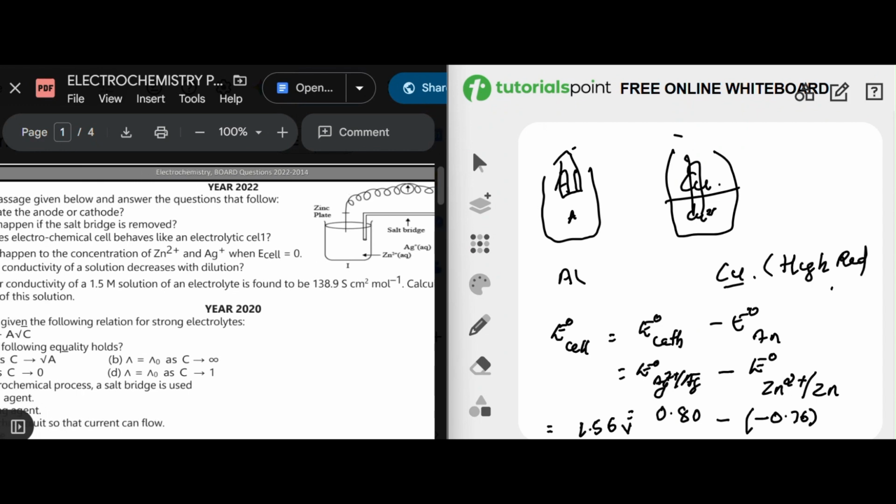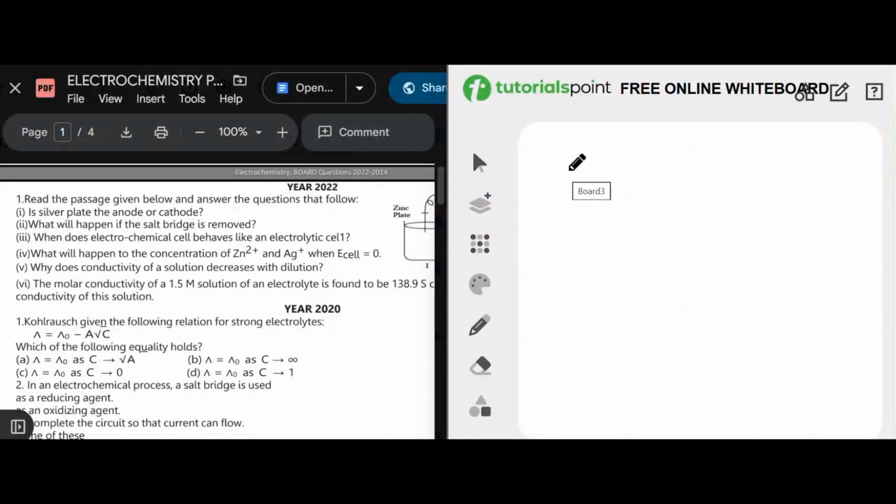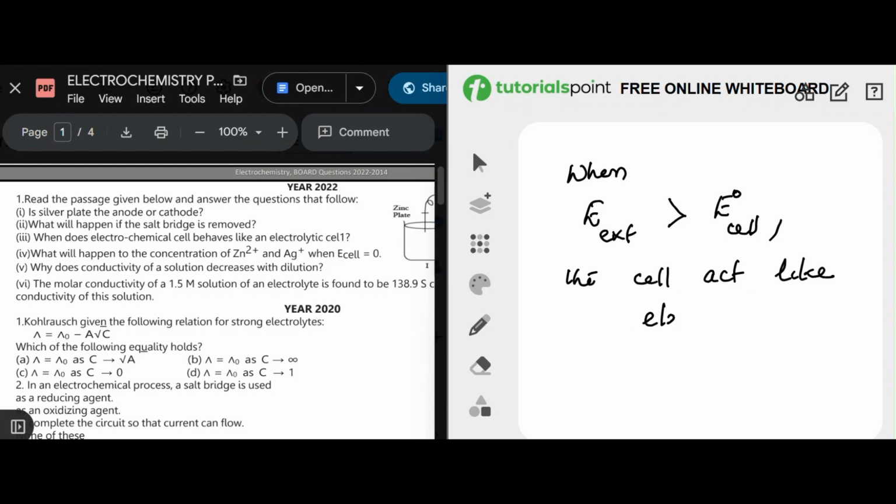Now when you apply an external potential greater than the E0 cell value, for this question 1.56 volt, the cell will act like an electrolytic cell. So the point to be noted is, when the external potential E external is greater than E0 cell, the cell will act like an electrolytic cell. Very important point, electrolytic cell.